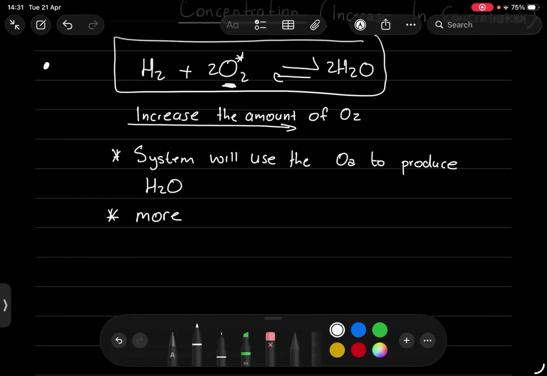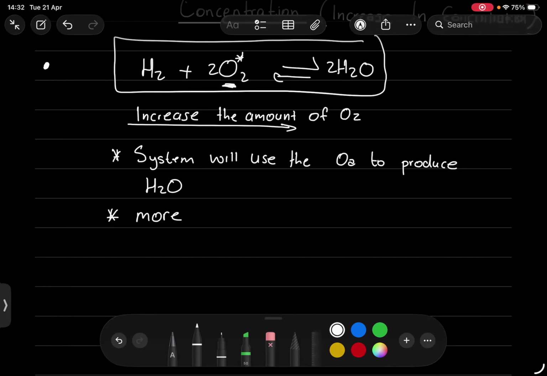Or am I lying, guys? If the system is using it, it's like adding a sweet into water. Do you know what a sweet is, right? Obviously, what's going to happen? The system, which is water, will dilute that sweet to produce more juice. So the amount of the reactants will go down and the amount of the products will go up.